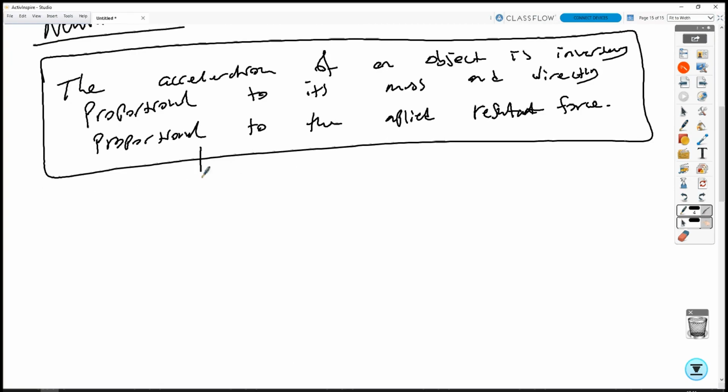This is describing the equation F equals ma. The proper version of that equation is actually F equals Δmv over Δt, which means that force is proportional to the rate of change of momentum.